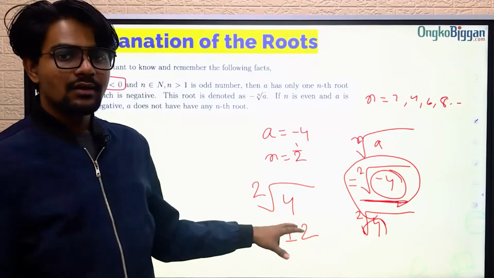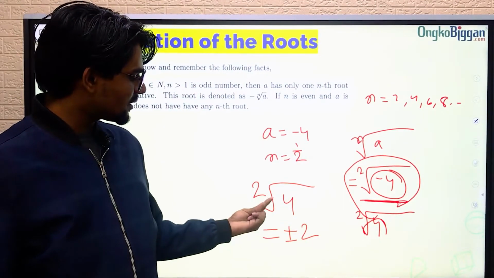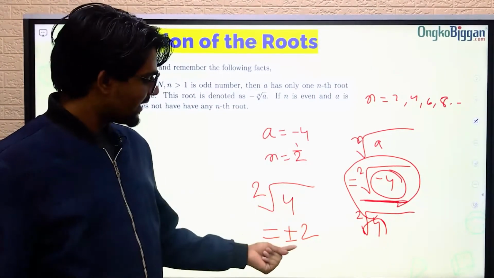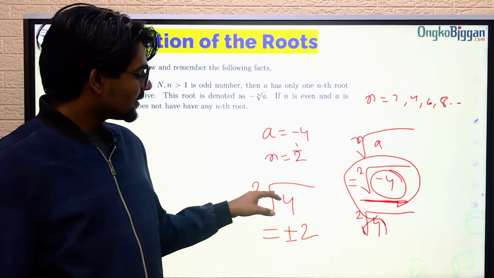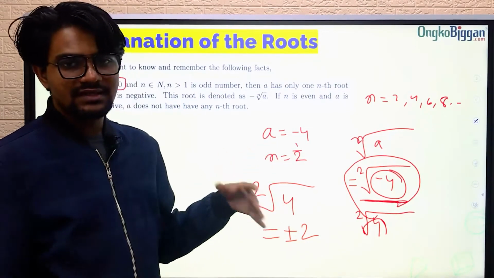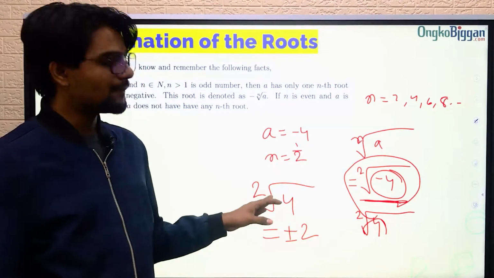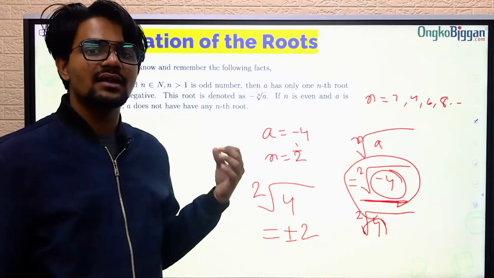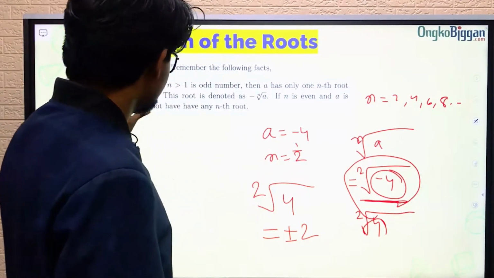But the square root of 4 will have a real value, that is plus minus 2. So the value of the nth root, where n is even, can be plus minus, but there can be no negative value inside the nth root when n is an even number.